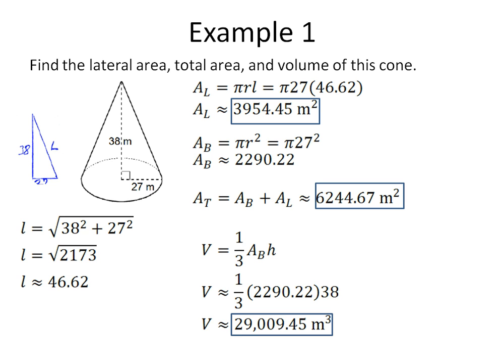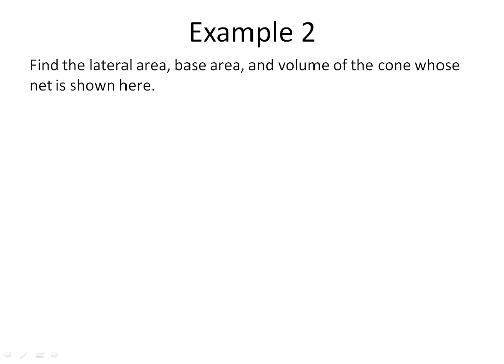All right, let's take a look at example 2. They want us to find the lateral area, base area, and volume of the cone whose net we see here. Notice this time they gave us the slant height, and they also gave us the radius of the base. So we need to calculate the height of the cone so that we can be ready to find the volume when we need it.